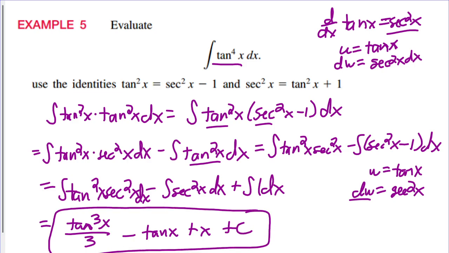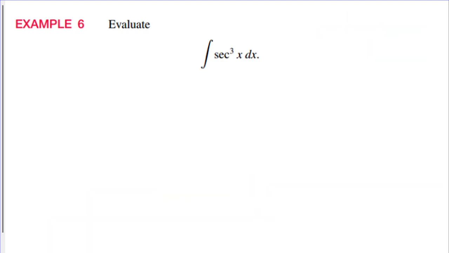So again, the goal there is to get tangents and secant squareds so that we can use u substitution to integrate. Example 6. So now we have secant cubed of x. Again, we want to try to get to tangents and secants. And so we're going to rewrite this one as the integral of secant of x times secant squared of x dx.